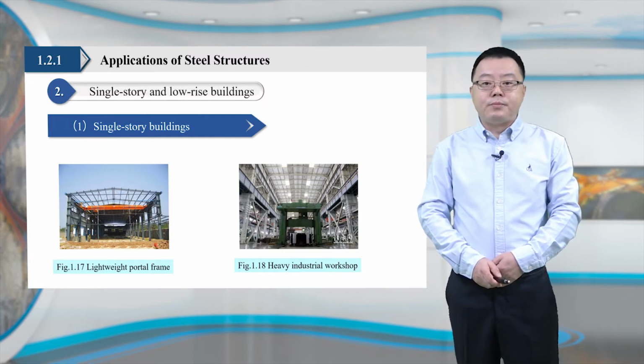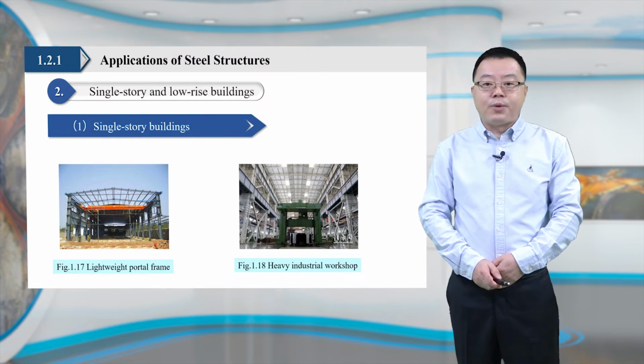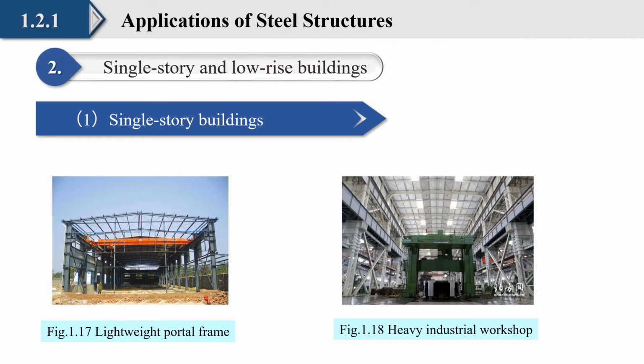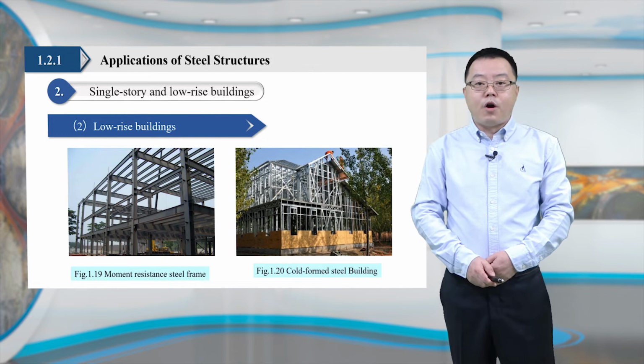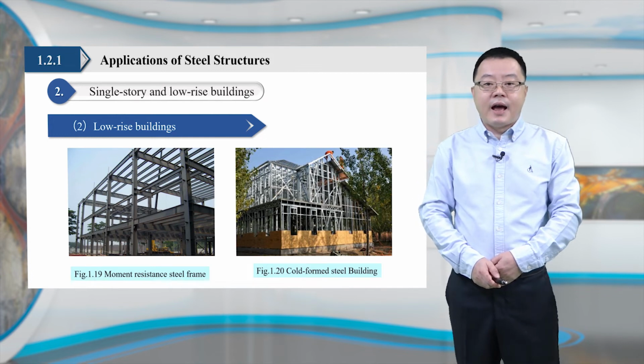In addition to multi-story and high-rise buildings, steel structures are also widely used in low-rise and single-story buildings. The single-story buildings mainly include lightweight portal frames and massive industrial workshops. Moment-resistant steel frames and cold-formed steel buildings are the main fields of low-rise steel buildings.